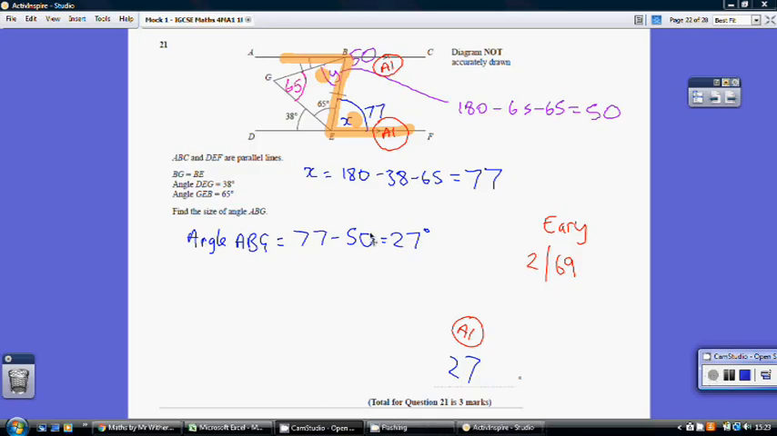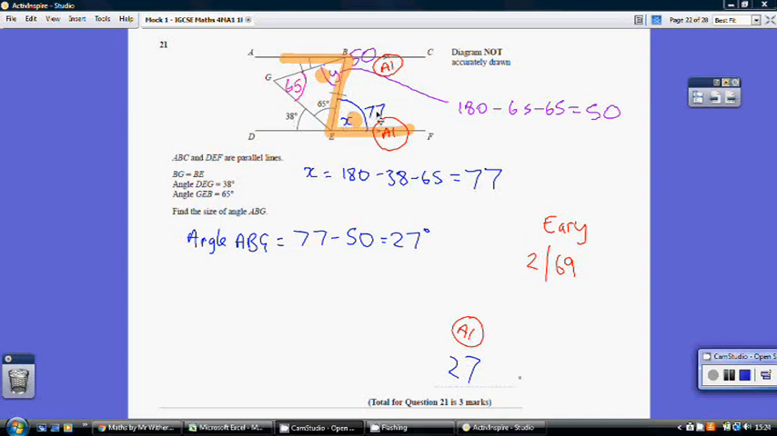Question 21. Working our way around this, we've got to work out this little angle up here, ABG, this small angle here. So how do we go about that? Well, first things first, we can work out that this angle here must be 77 because angles in a straight line add up to 180. So 180, take away 38, take away 65, gives us x being 77.